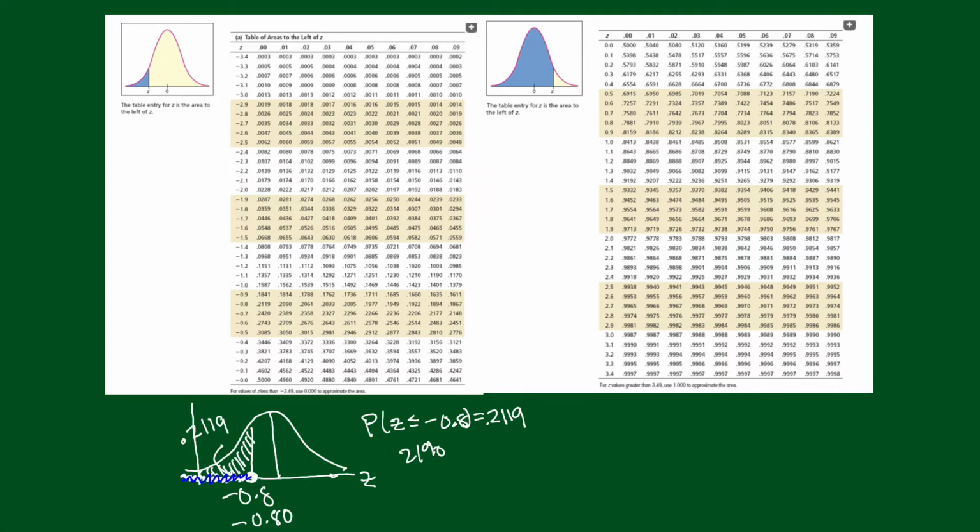Now, be careful. Even though that z value is negative, this number is positive, because it's an area. It's a probability. All these areas under the curve measure probability, so they're always positive. Let's try another one. Suppose that we make this conversion here.